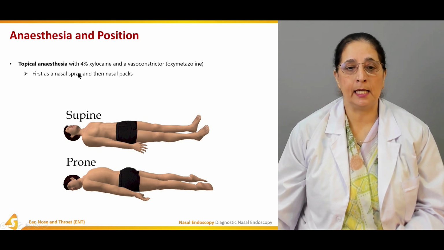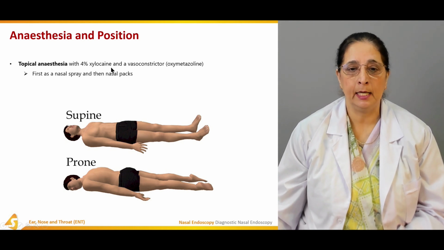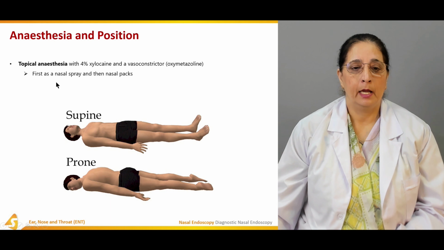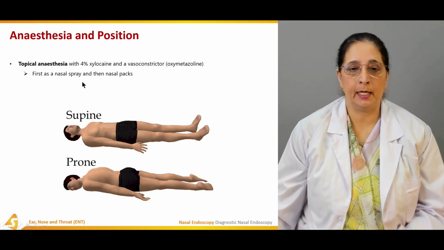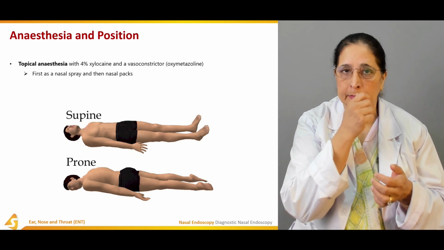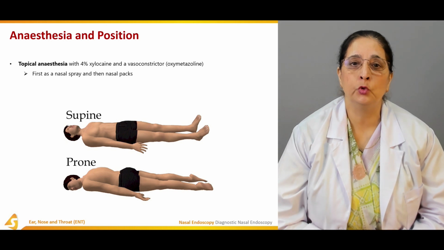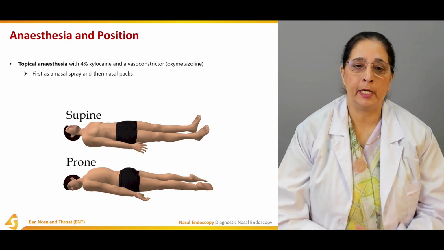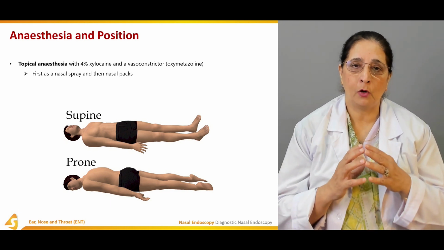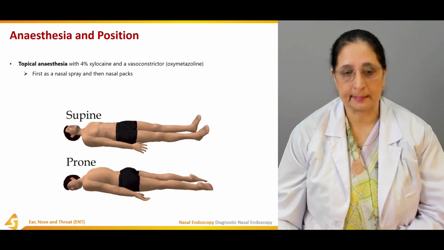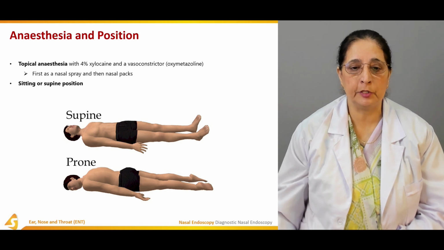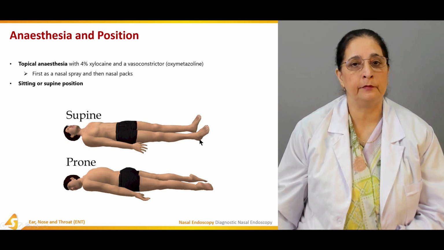The anesthesia is topical anesthesia with 4% xylocaine and a vasoconstrictor, oxymetazoline, first as a nasal spray and then nasal packs. The xylocaine and vasoconstrictor reduce the blood supply by causing narrowing of the blood vessels. The patient may be in the sitting position or the supine position.